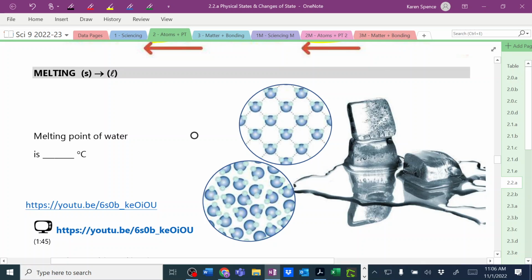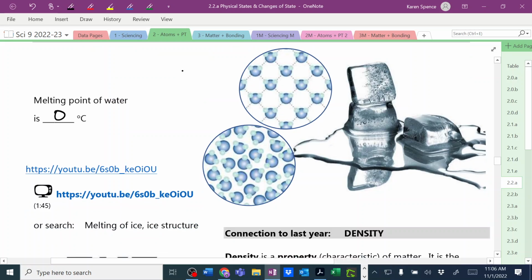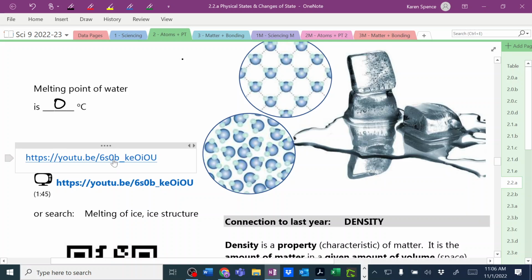Okay. What is the melting point of water? 0 degrees Celsius. Would you like to see some water melt? Okay, let's watch some water melt. Ice. Solid water melts.